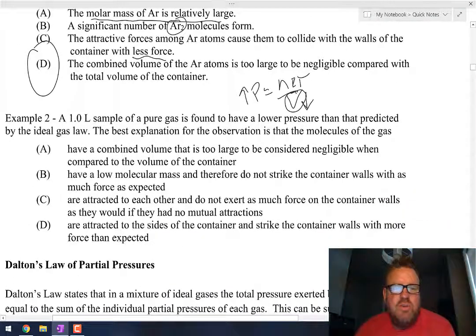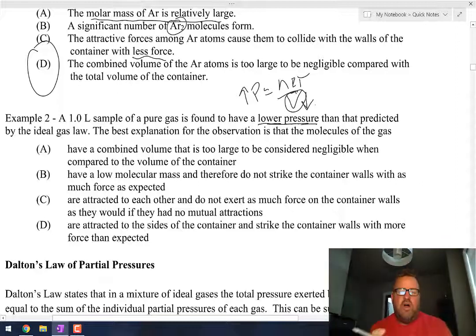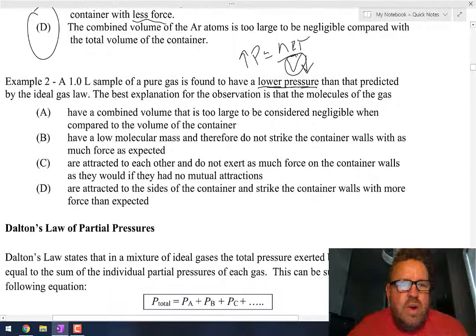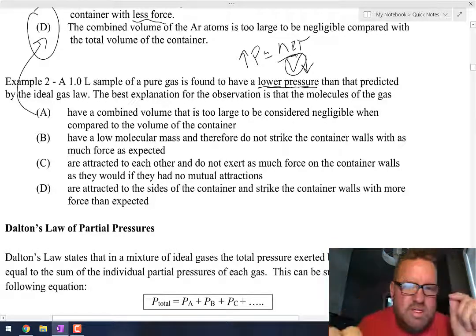All right, last one. A 1 liter sample of a pure gas is found to have a lower pressure than that predicted by the ideal gas law. The best explanation for that is, so again, a pure gas has lower pressure. Not accounting for volume makes a greater pressure. Not accounting for attractions makes lower pressure. So having a combined volume that is too large to be negligible compared to the volume of the container would make the pressure higher. A and D are pretty much the same answer.